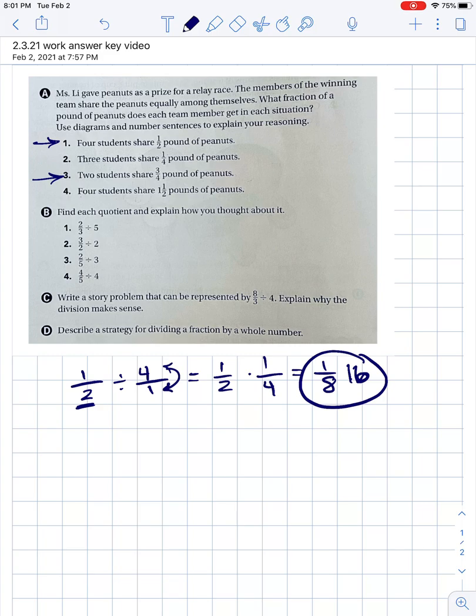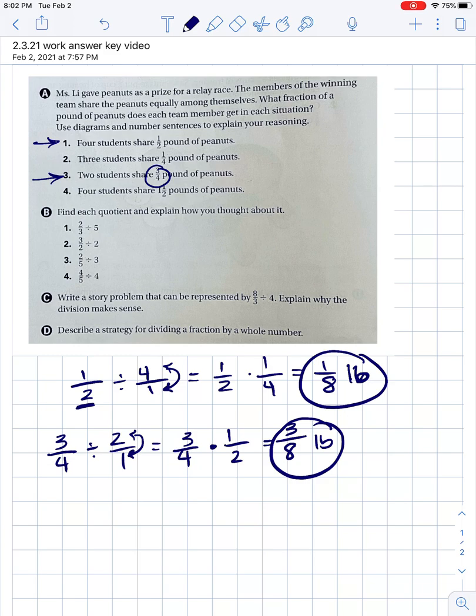And then let's take a look at A3. 2 students share 3/4 of a pound. So again, let's start with the weight that we have. We've got 3/4 of a pound, and we'll divide that by the 2 students, which we will then rewrite as 3/4 times 1 over 2. We took the reciprocal of that 2 over 1. And now we are going to get 3/8 of a pound. So each of those kiddos will get 3/8 of a pound.